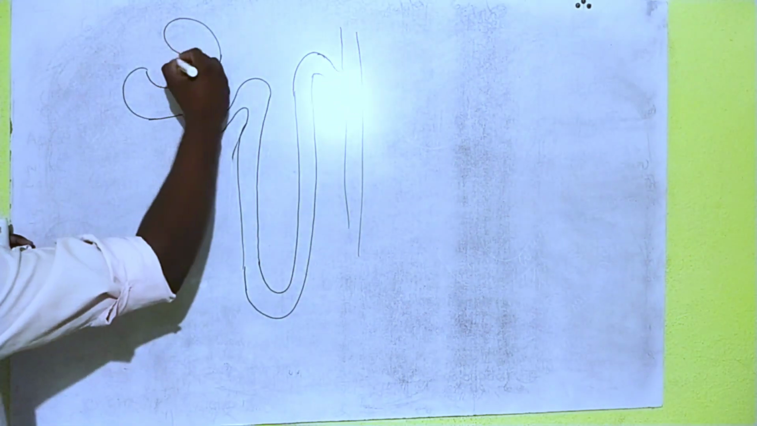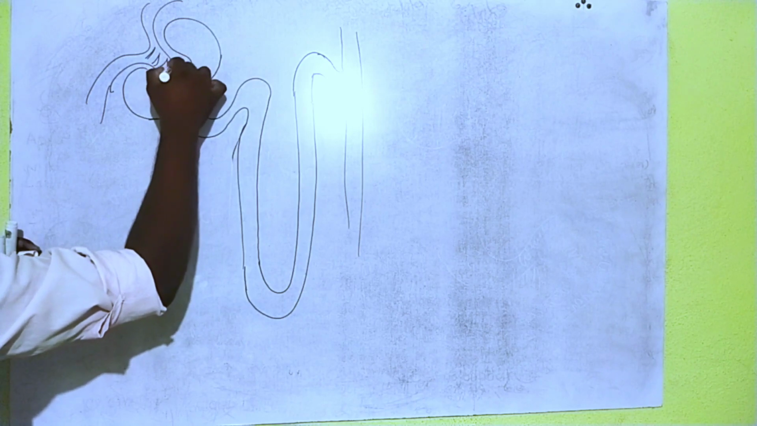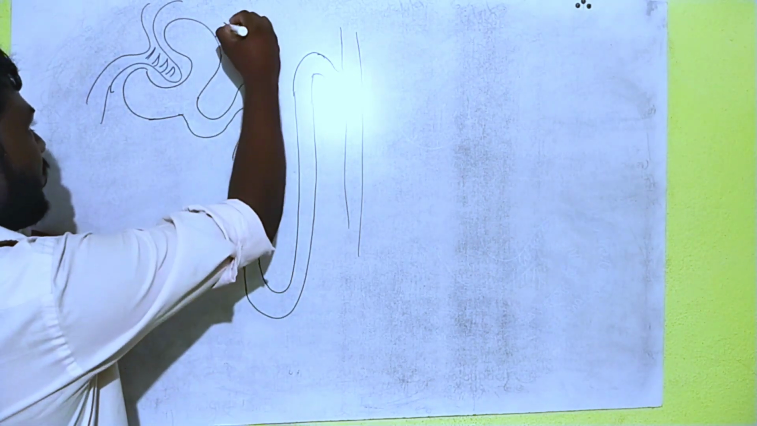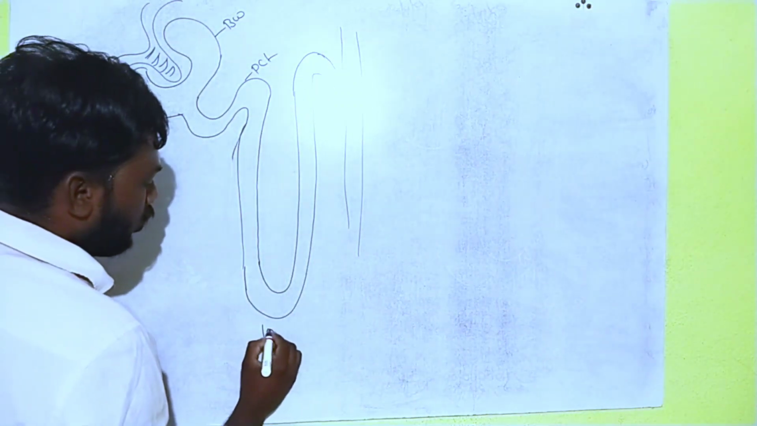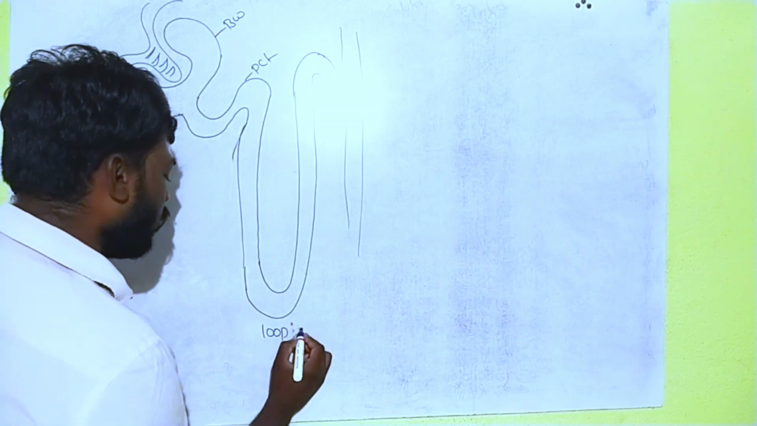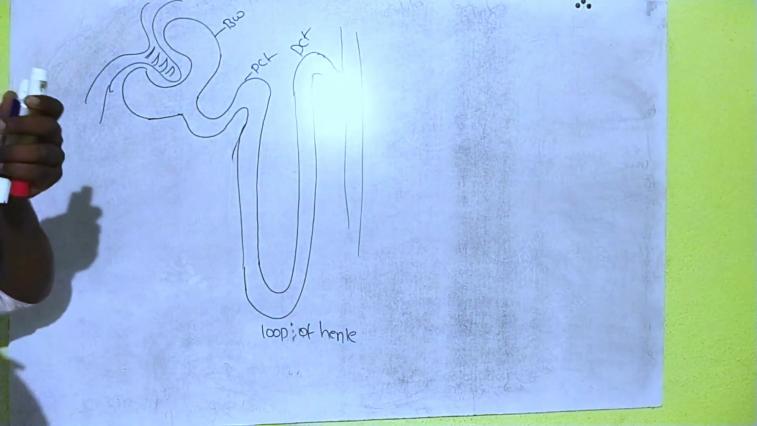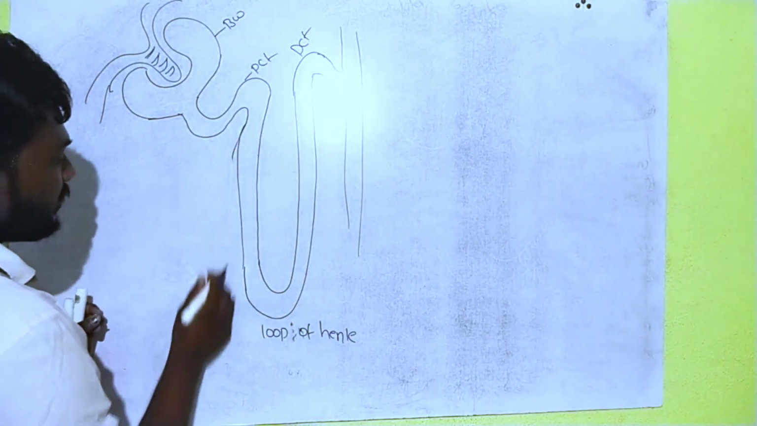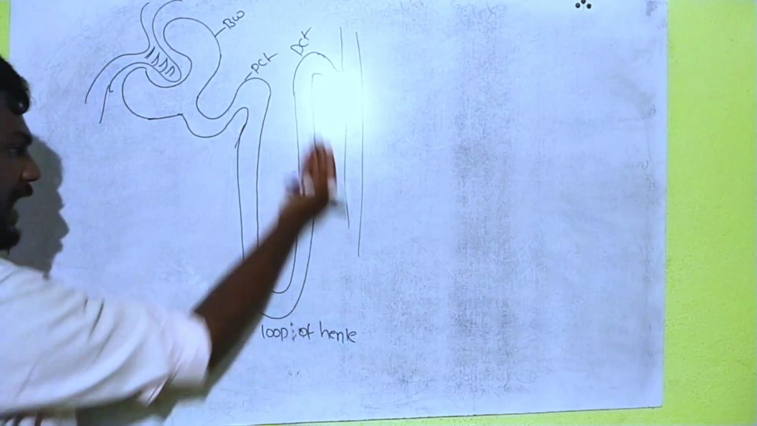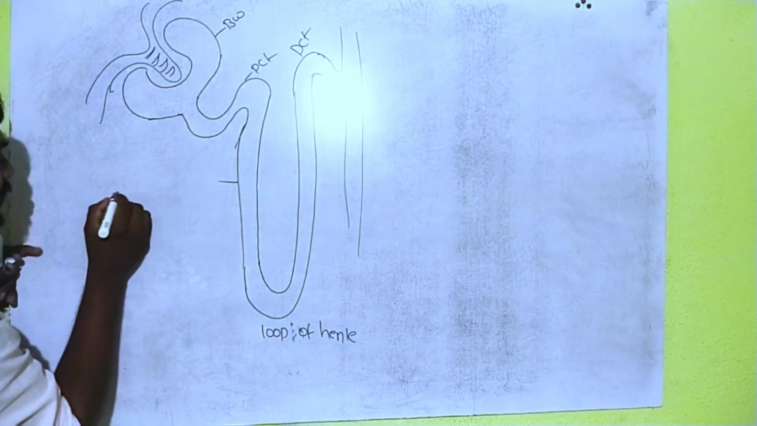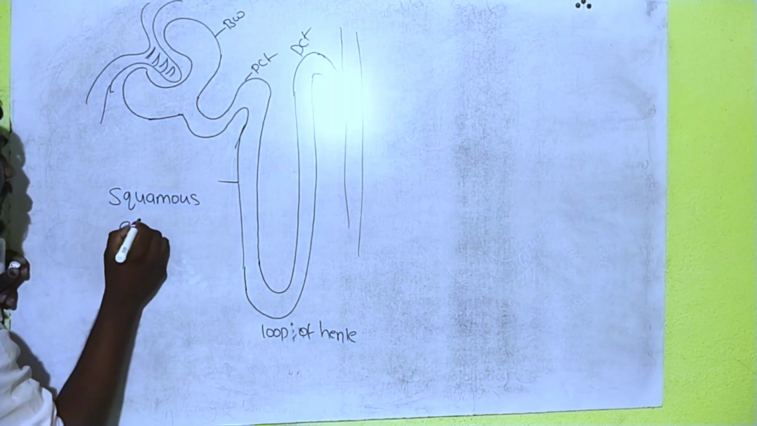Here what we understand: the Bowman's capsule is completed. PCT, which is part of the renal tubule, is completed. The next one is the loop of Henle and DCT. Here what we understand is very easy. This is the loop of Henle. This is the descending limb. Descending means downward. This is the ascending limb. This descending limb is lined with squamous epithelium cells.